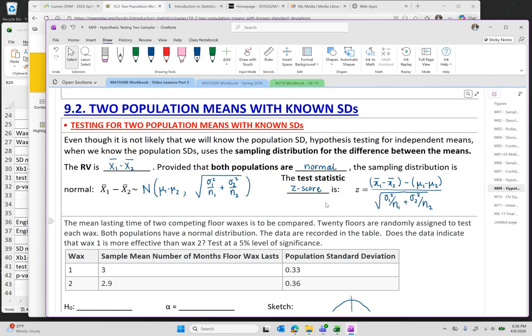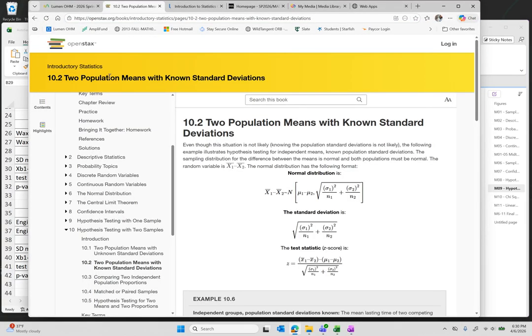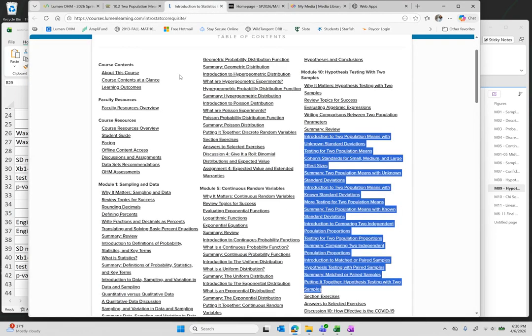In section 9.2 of our statistics OER course, we will do a hypothesis test for two population means when we know the population standard deviations. As a reference, in the Introductory Statistics by OpenStax textbook, this is section 10.2, two population means with known standard deviations, and in the Introduction to Statistics with Corequisite Lumen book, we are also in module 10 for hypothesis testing with two samples.